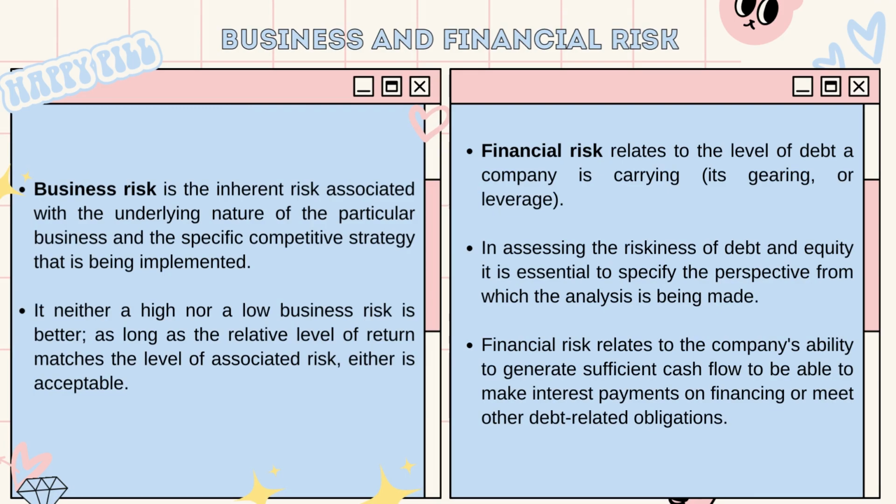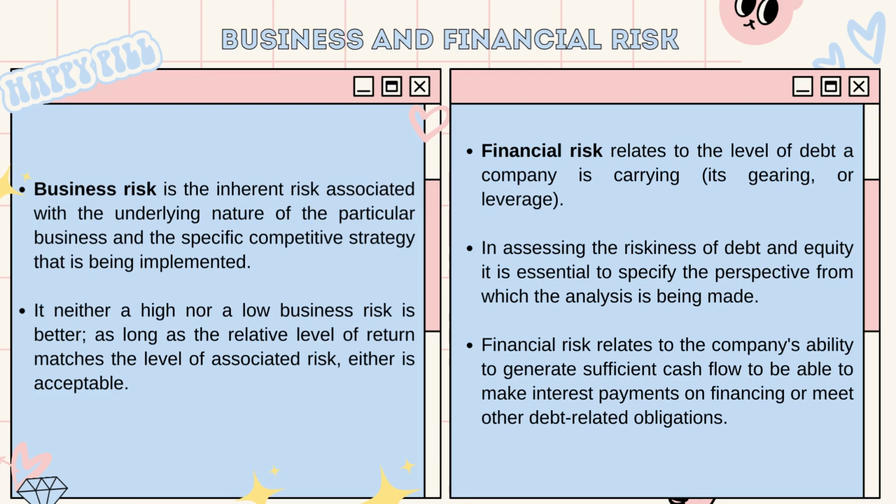On this slide, I will explain the difference between business risk and financial risk. Business risk is the inherent risk associated with the underlying nature of the particular business and the specific competitive strategy that is being implemented. Neither a high nor a low business risk is better, as long as the relative level of return matches the level of associated risk, either is acceptable.